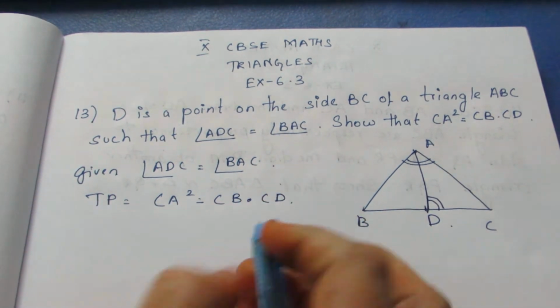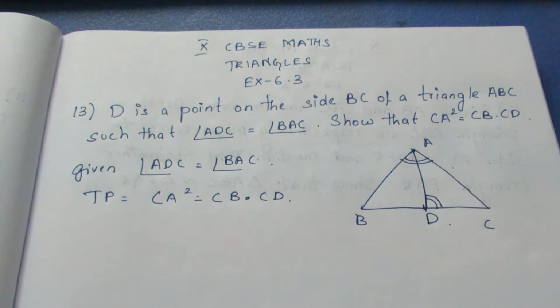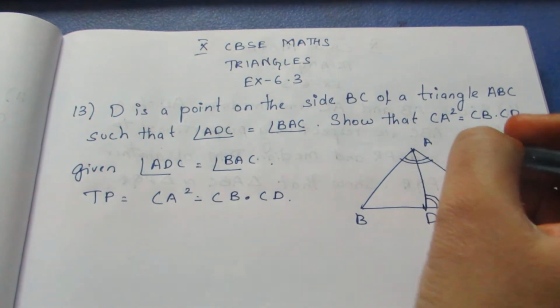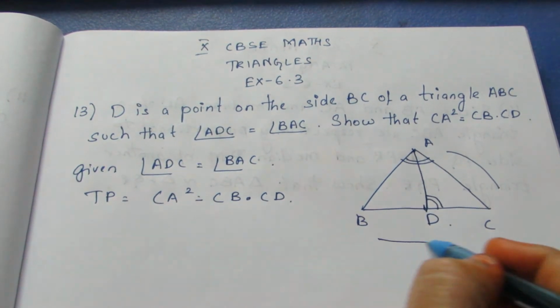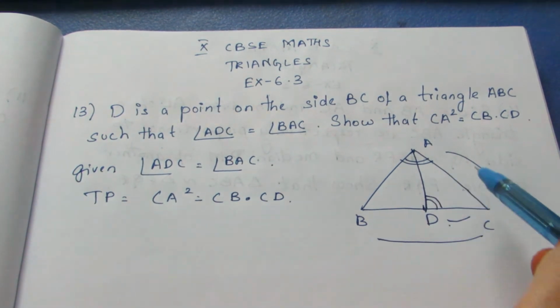If anything is there in multiplication, remember that you need to prove it by similarity. Whenever there is a product, we need to prove the sides are in proportion. So we are going to prove some similarity. Let me check which sides are coming here. It's CA, so CA is nothing but this side. CB is the full side, then CD is this side.